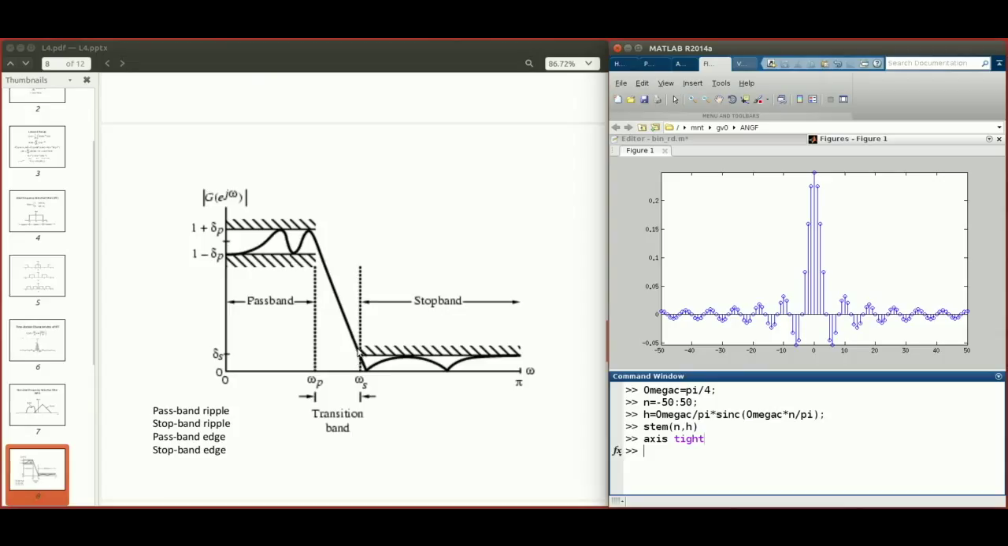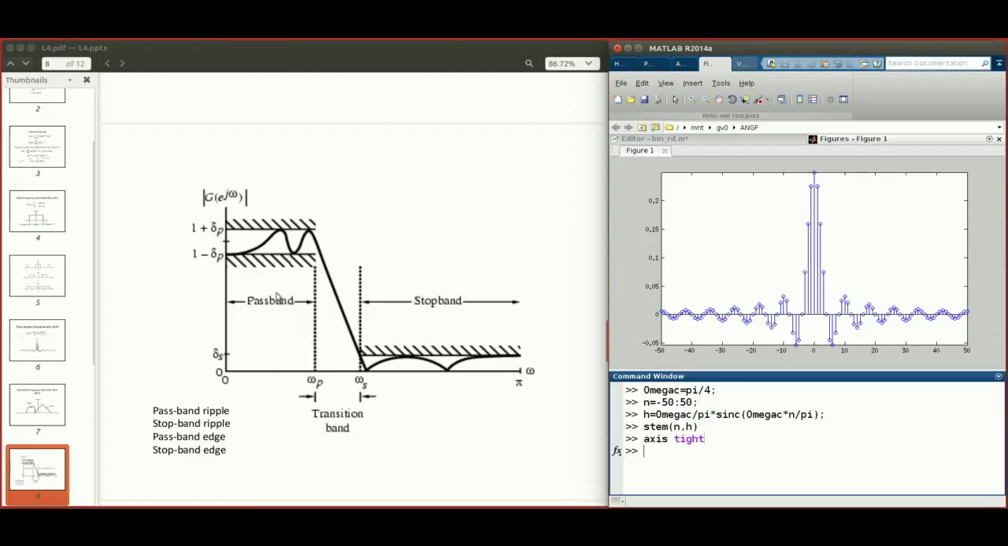So you're not rejecting all the frequency content within this band completely. You're accepting some of it, but the amplitude is diminished. As you get closer to omega s, the suppression is larger. As you get close to omega p, the suppression is smaller. So you have this kind of transition.